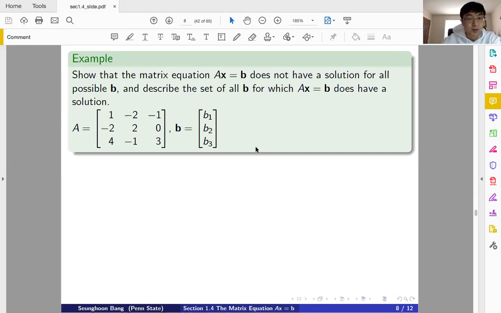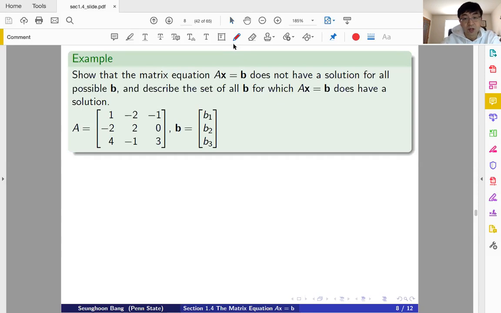This problem: show that the matrix equation AX equals B does not have a solution for all possible B, and describe the set of all B for which AX equals B does have a solution. The matrix A is given, the vector B is given. So how can you do that?